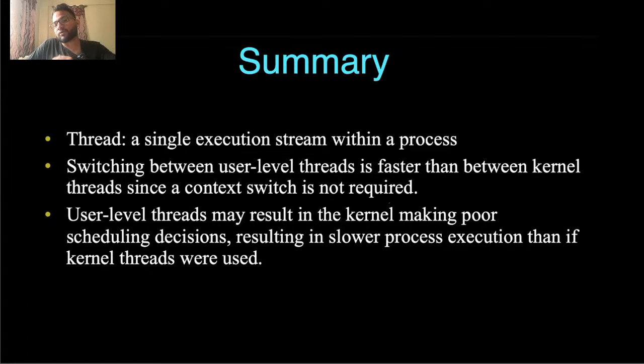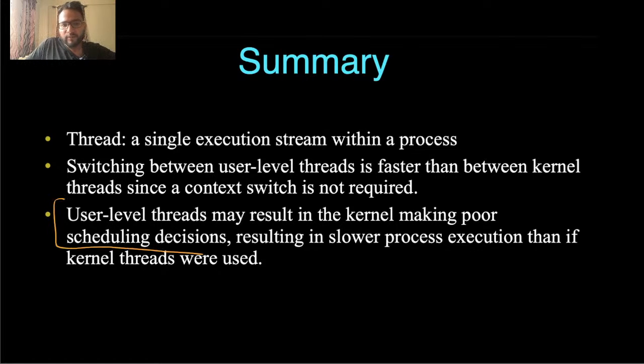Switching is also one criterion. Switching between two user level threads versus switching between two kernel level threads: switching between two kernel level threads is almost just like switching between two processes, right? Because for the kernel, these are just different processes. User level threads may result in the kernel making poor scheduling decisions.